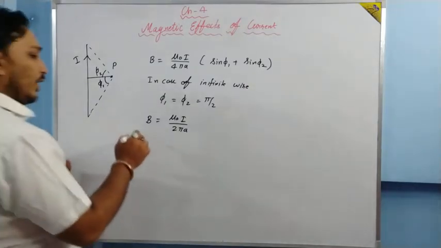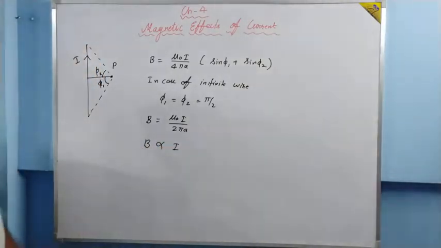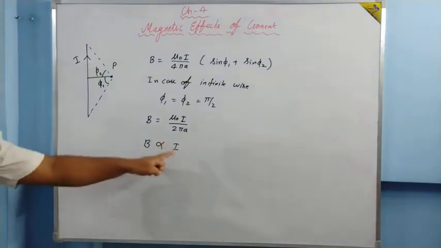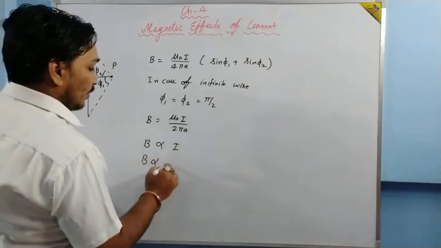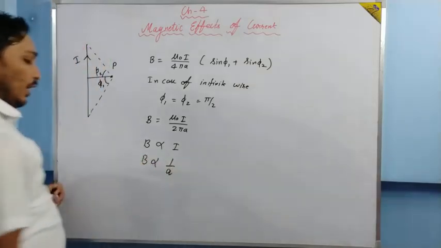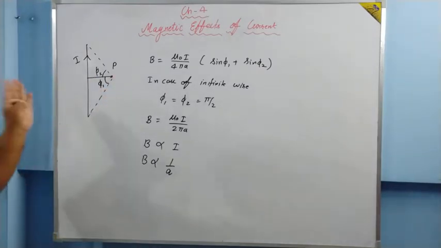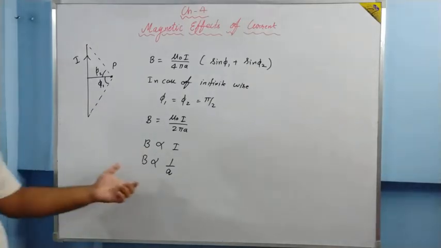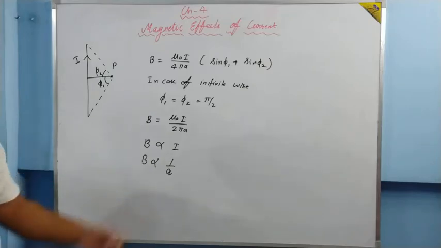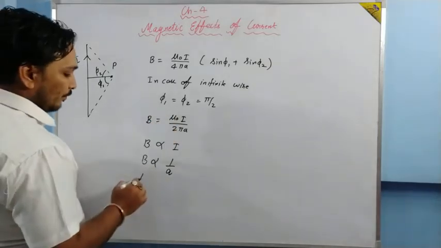From here, we can see that B is proportional to I. The magnetic field around the current carrying wire is directly proportional to the current flowing through the wire, as well as we have seen B is inversely proportional to A, that is the perpendicular distance from the wire. As we go away from the wire, the magnetic field decreases, right? So B is proportional to 1 by A. One more thing is that B is also proportional to mu naught.